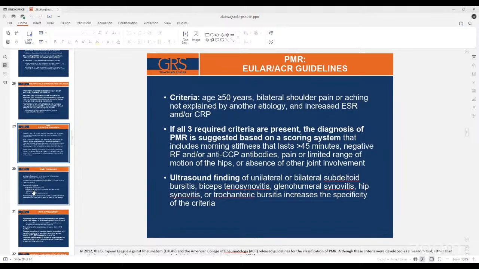Another modality to aid in our diagnosis is ultrasound. We can find unilateral or bilateral subdeltoid bursitis, which is inflammation of the bursa around the shoulder joint, biceps tenosynovitis, glenohumeral synovitis, hip synovitis, or trochanteric bursitis. This increases the specificity of the criteria.